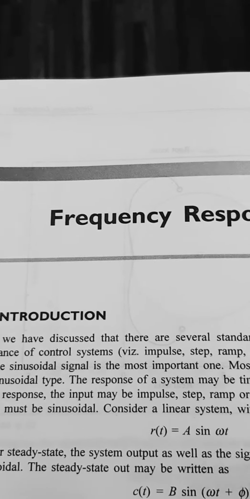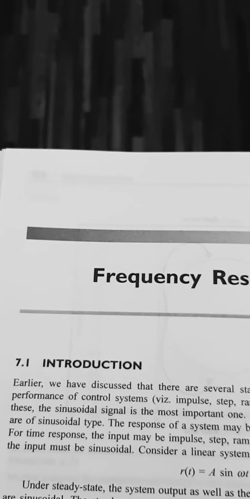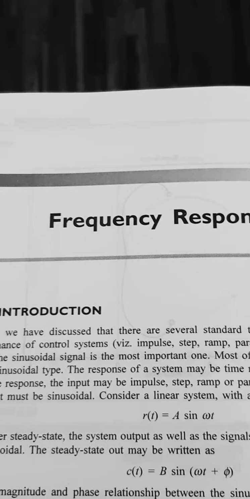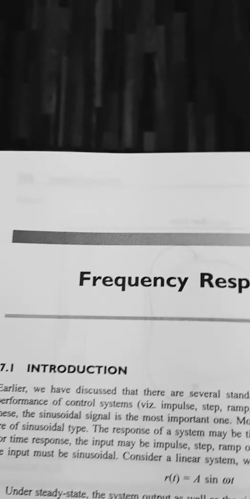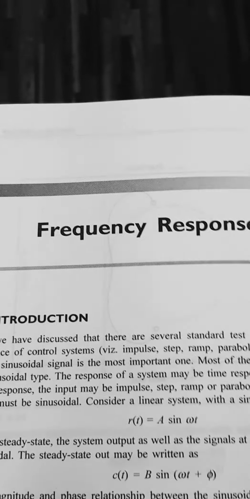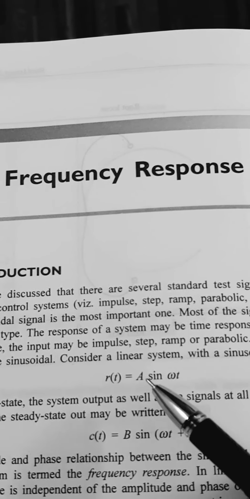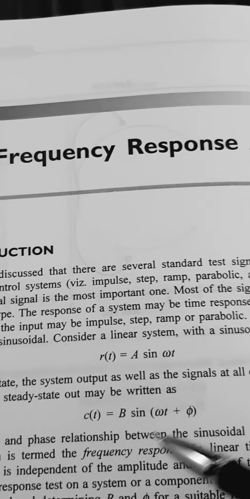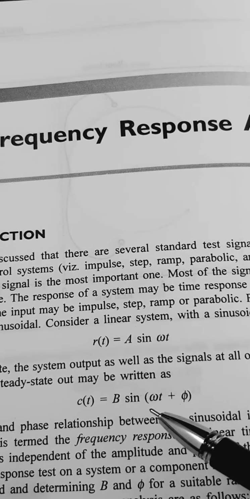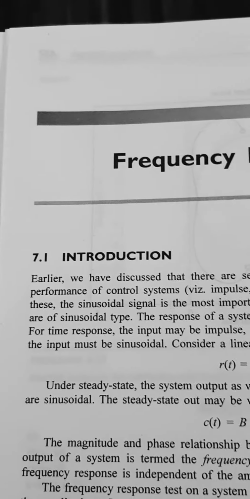The response of the system may be time response or frequency response. For time response, the input may be impulse, step, ramp or periodic. But for frequency response, the input must be sinusoidal. Now, when you are considering a linear system with a sinusoidal input R of t equal to A sin omega t, the steady state output may be written as C of t equal to B sin of omega t plus phi.